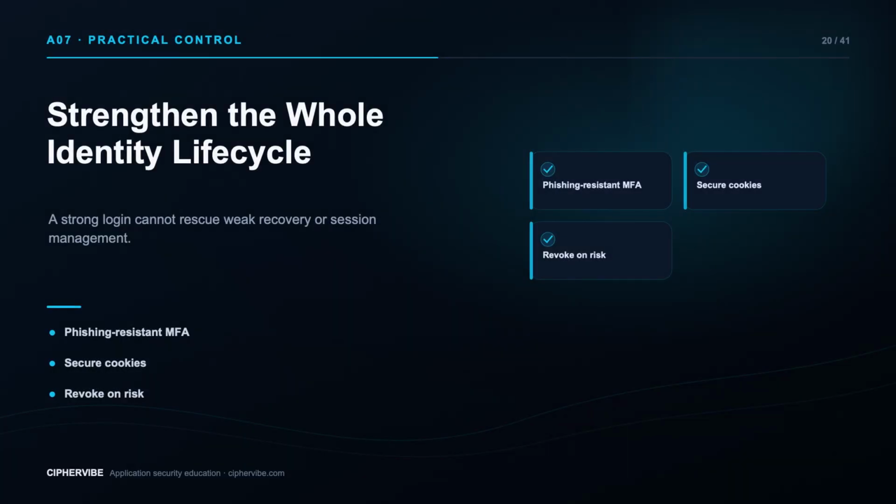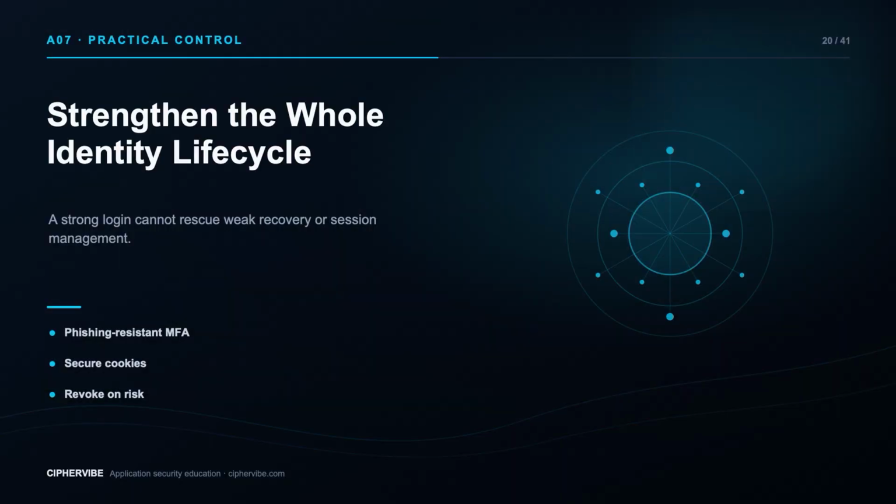Rate limit and detect automated attempts without creating denial of service weaknesses. Protect enrollment and recovery, rotate sessions after privilege changes, set secure cookie attributes, reauthenticate important actions, and revoke active sessions after compromise, password reset, or account disablement.